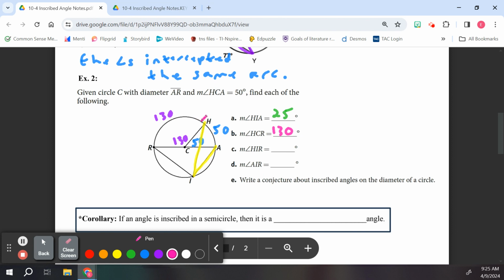HIR. So H to I to R is intercepting this arc. So it's half of 130, which is 65 degrees.